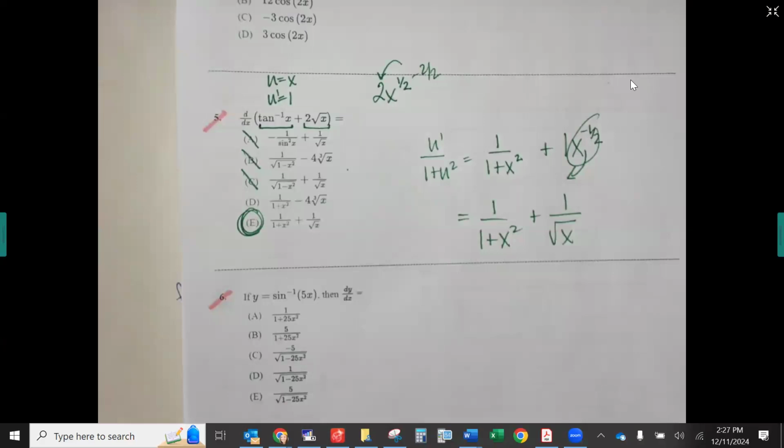You were running. And then if you look up here, these are separate terms. You have an inverse tan that you use the formula on. And then for the 2 root x, you'll have to write it as 2x to the half. Take the derivative separately and then add them together.